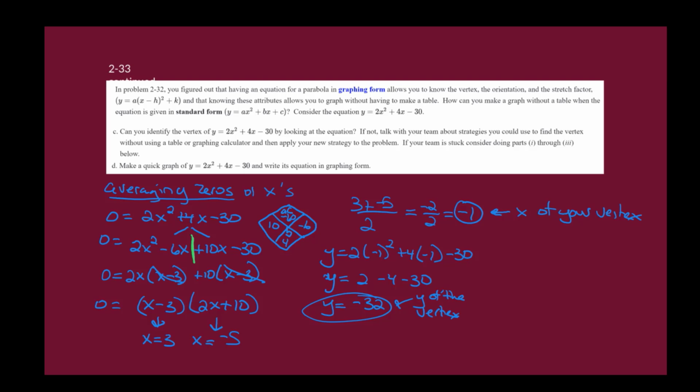And so if we want to put that into the vertex form, we would take our vertex, which is -1, -32. So we're going to say y equals x plus 1 squared minus 32. Okay, and I will show you a graph for this on part D when we get to it. So there's another method I want to show you called completing the square, and that's going to help us with the last problems because sometimes completing the square is easier and sometimes finding the zeros with averaging is easier. So we'll take a look at that.